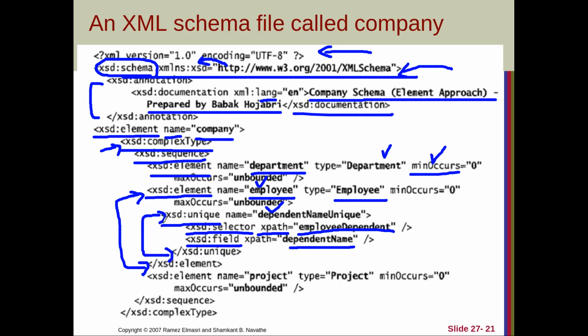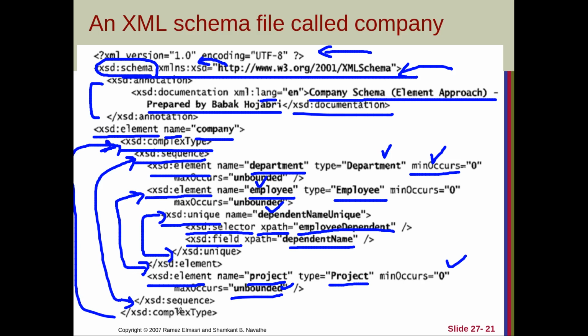Then again we are having one more element, that is xsd:element name is equal to project, type is equal to project, minOccurs 0 and maxOccurs unbounded. So what about this project? Sorry, before that, this is being closed. xsd:complexType, xsd:sequence. This xsd:sequence is being closed. Then xsd:complexType is also being closed. So this is the primary area.